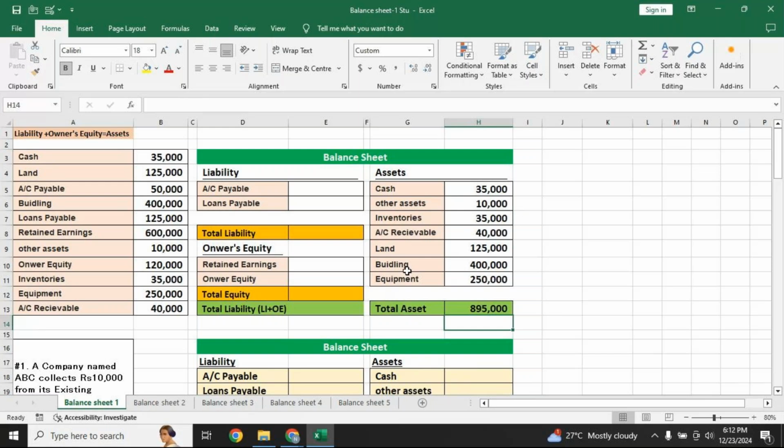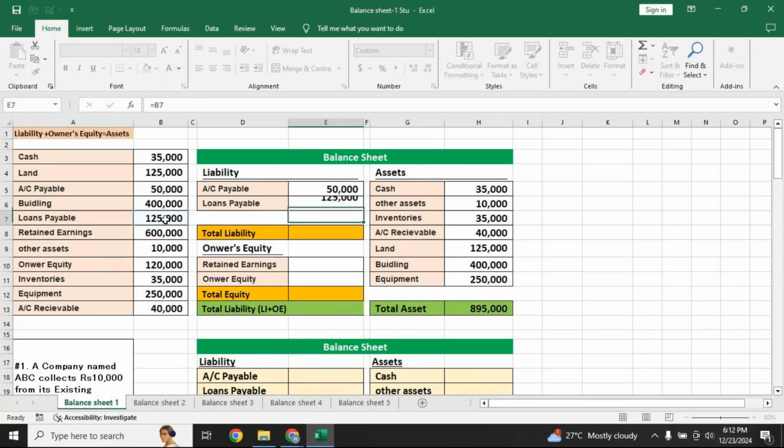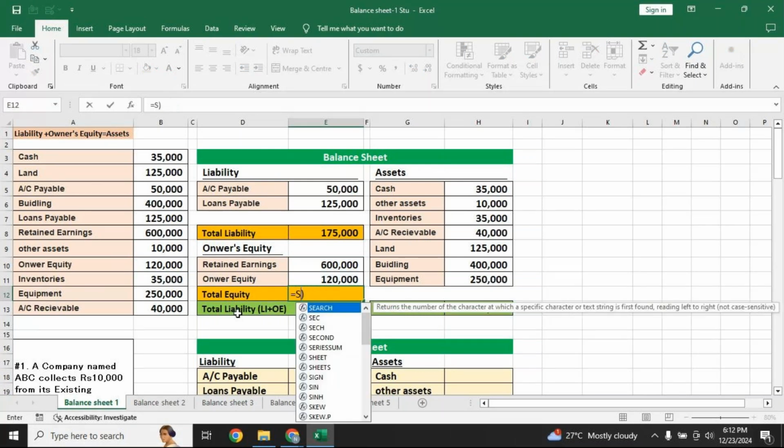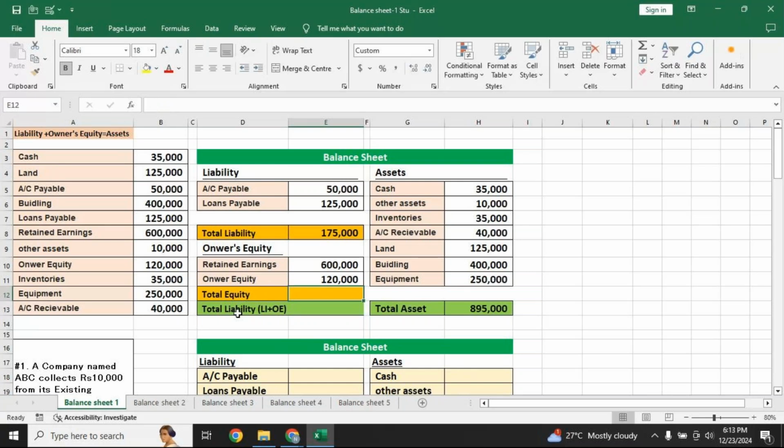So I put all the values. I got the total. Account payable, loans payable. So total liability is this. Retained earnings, owner's equity. So this is the total. Now liability plus total equity. Both the values should get tallied.